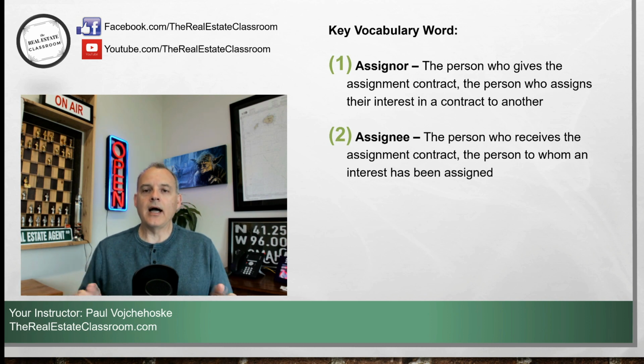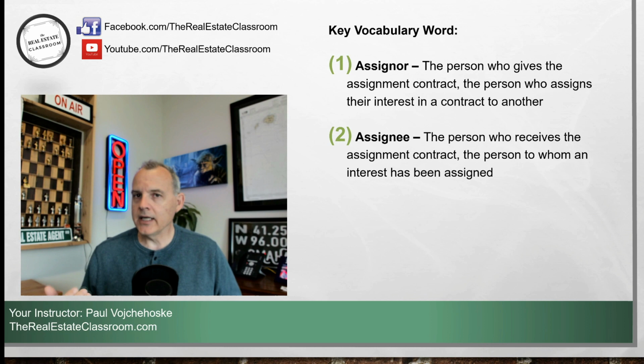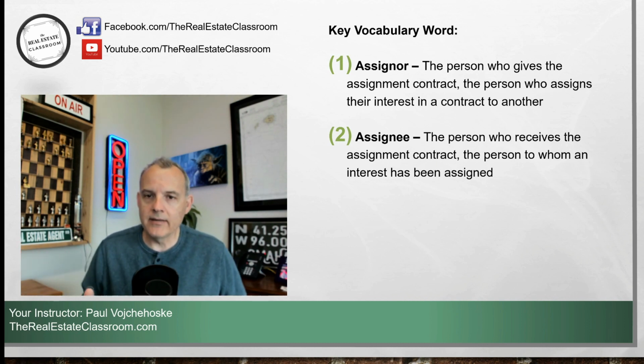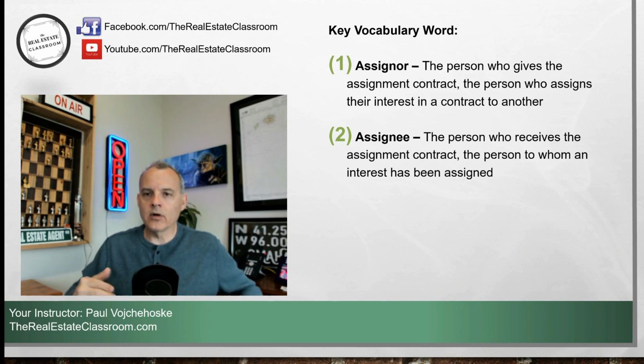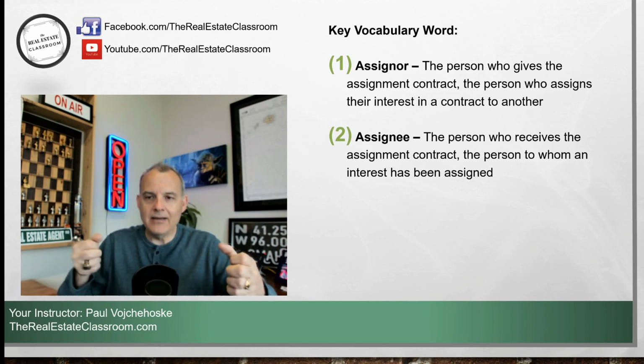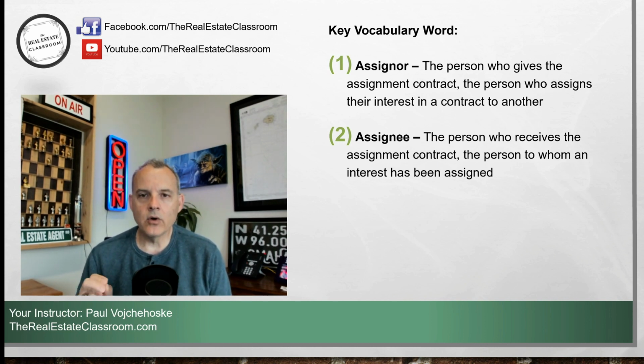So I have the purchase contract with the seller. My neighbor wants it. My neighbor and I are going to enter into what's called an assignment contract where I'm going to be the assignor and I'm going to assign my interest in this purchase contract to my neighbor. My neighbor is the assignee. I am the assignor because I am giving or assigning my interest in that purchase contract to my neighbor, and my neighbor is receiving that interest. Assignor, assignee.